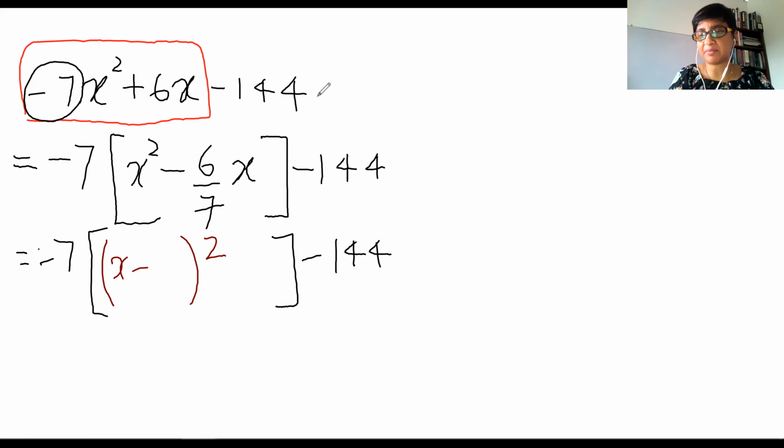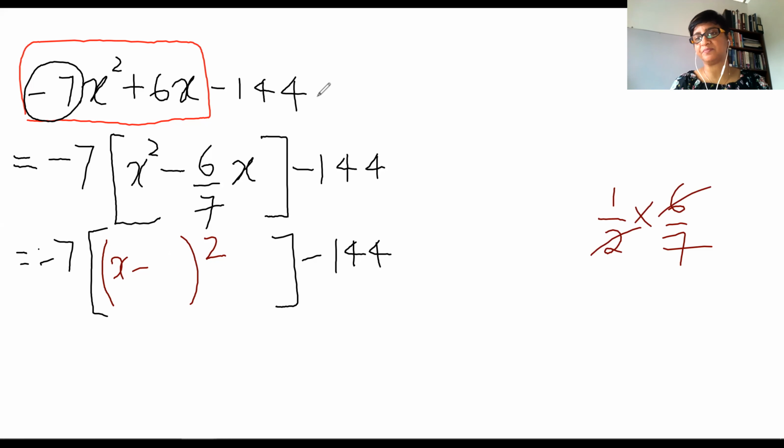What I'm doing is this, right? Half times 6/7, half of 6/7. That gives me 3/7. And that is the side length of that little piece in the corner here. 3/7 by 3/7. So the area of that is 3/7 squared. I have to remove that. I have to subtract the square of 3/7. That's 9/49. Done. I'm done with the completing square.